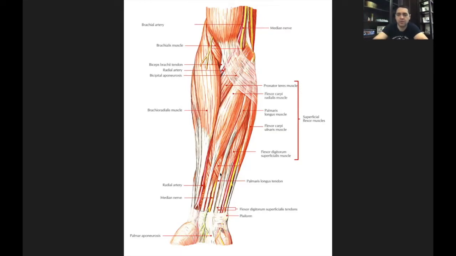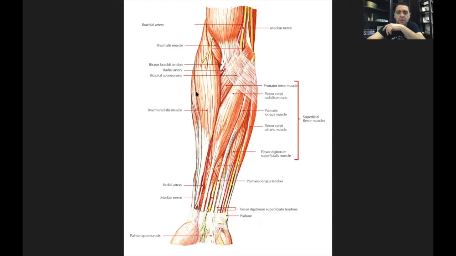Here we have the palmaris longus tendon, which in about 10% of the population is missing, which is not something very important. You can see it here. If you make this movement, you can palpate here the palmaris longus tendon. And we have flexor carpi ulnaris muscle.